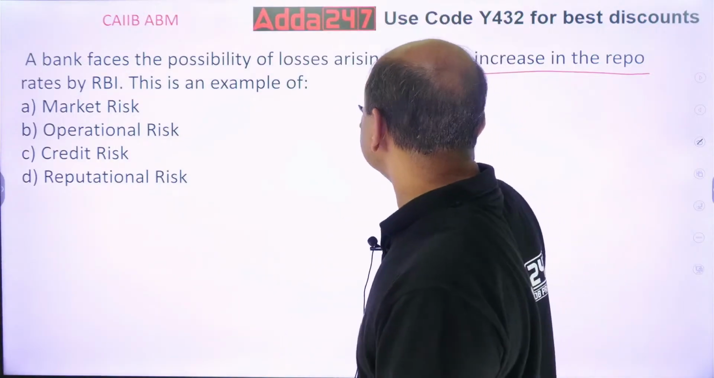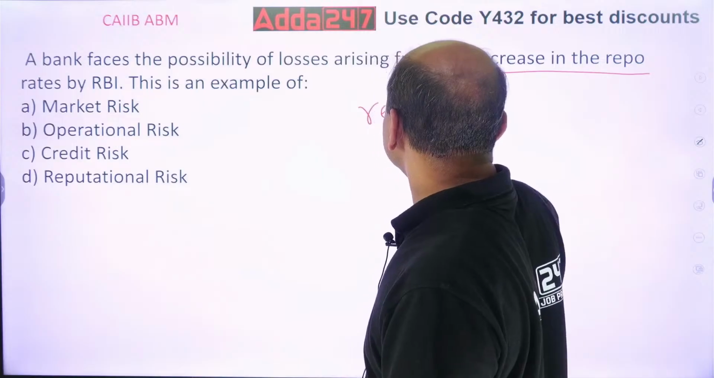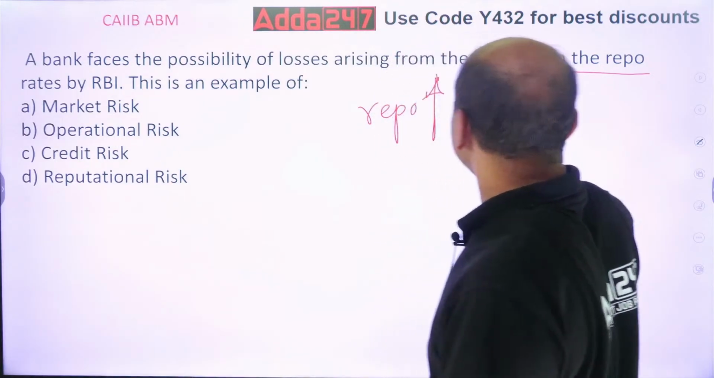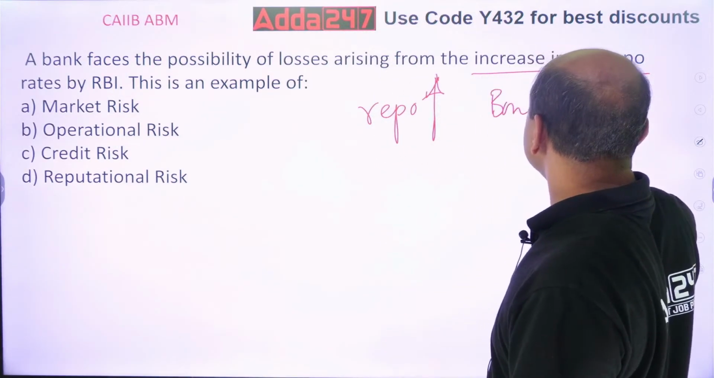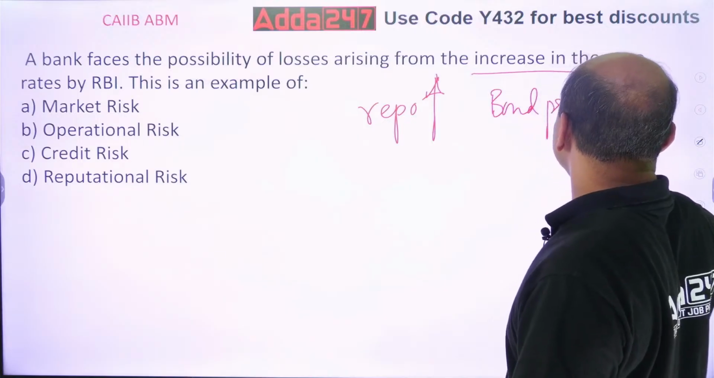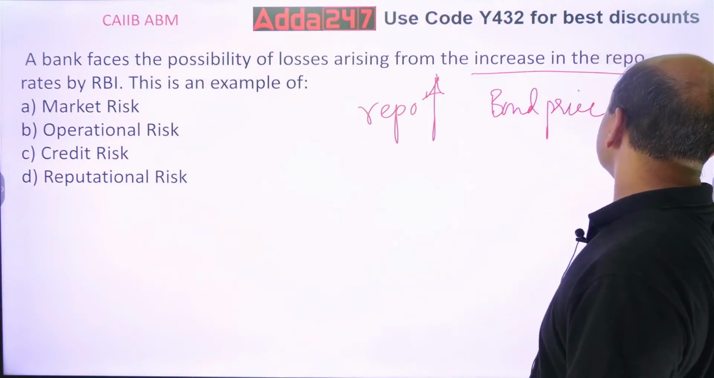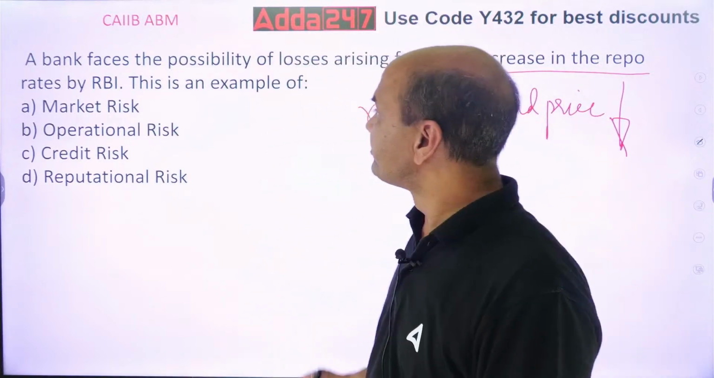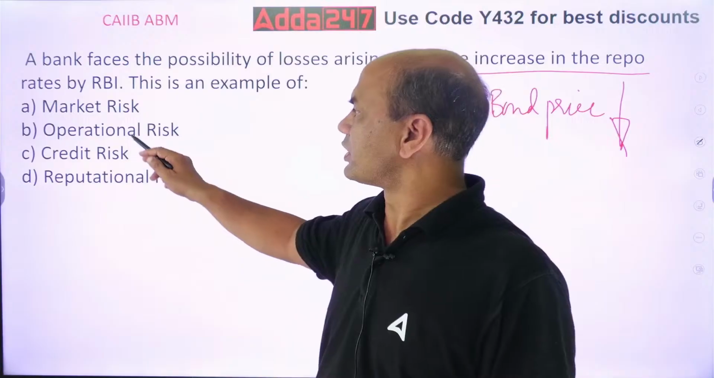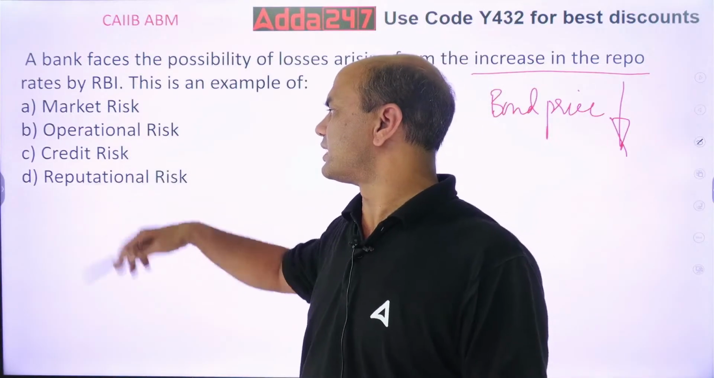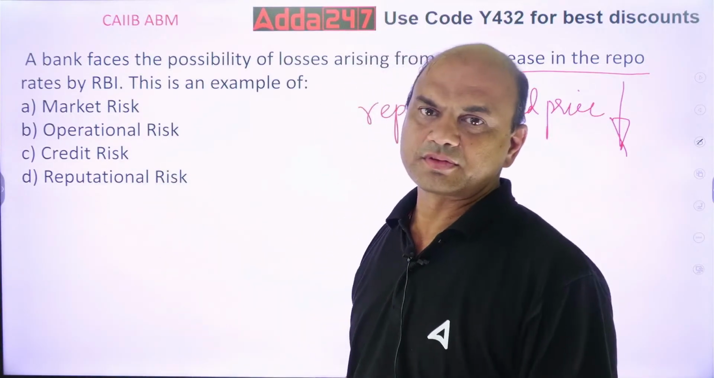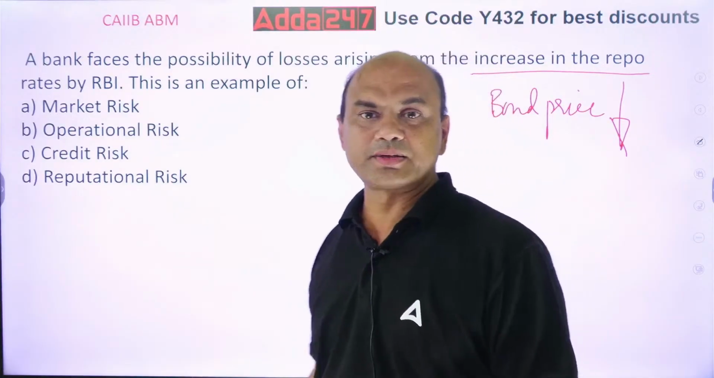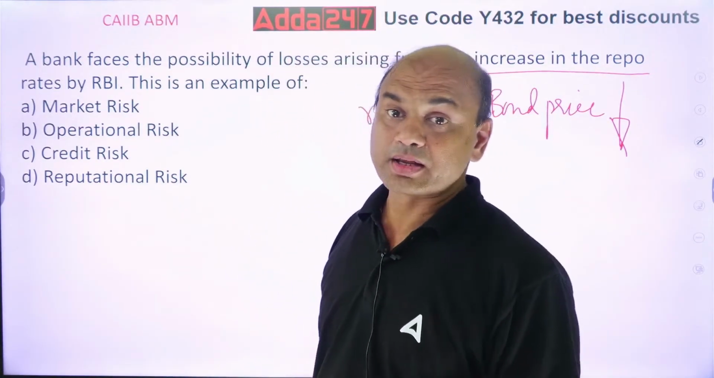If my repo goes up, my bond price will go down. It is always in the reverse direction. So, this is an example of what? Market risk, operational risk, credit risk, reputational risk. It is an example of market risk.